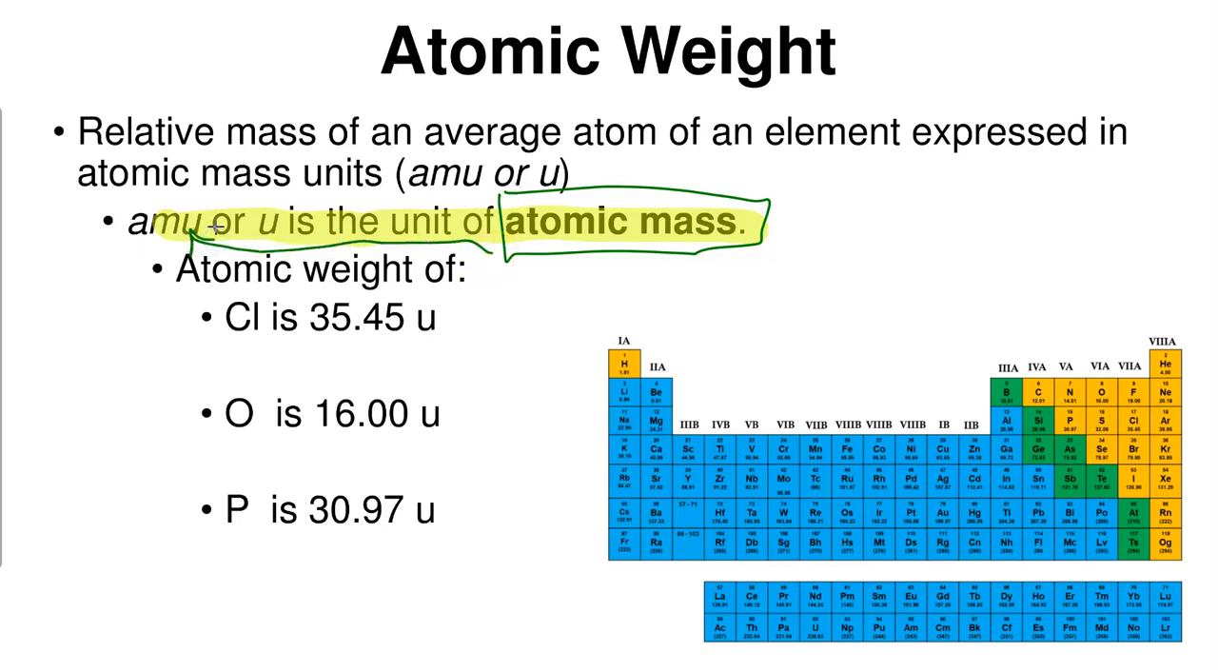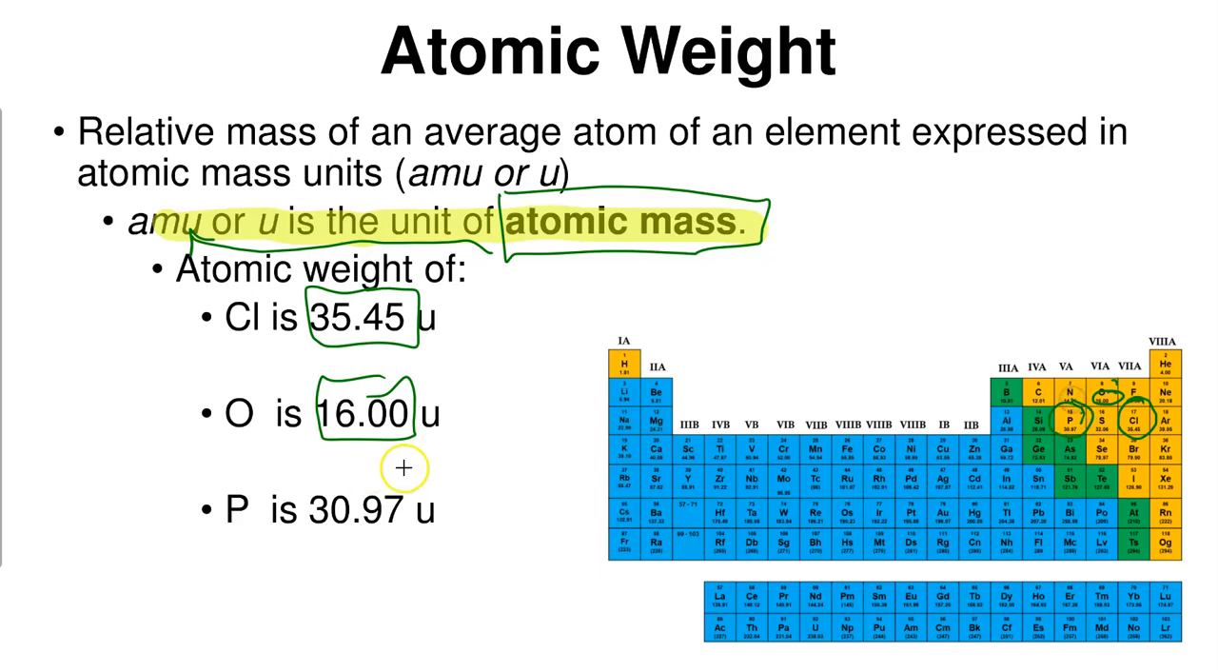So let's see an example. If you look at the periodic table, chlorine has atomic weight of 35.45. Chlorine is number 17 in the periodic table, and it has a mass of 35.45 U or AMU. Oxygen, on the other hand, has a mass of what? 16. Look at it here. It's written down here. 16 U or AMU. Whereas phosphorus, on the other hand, has what?